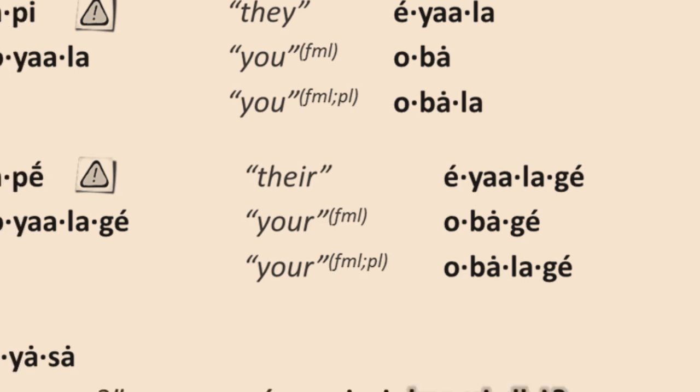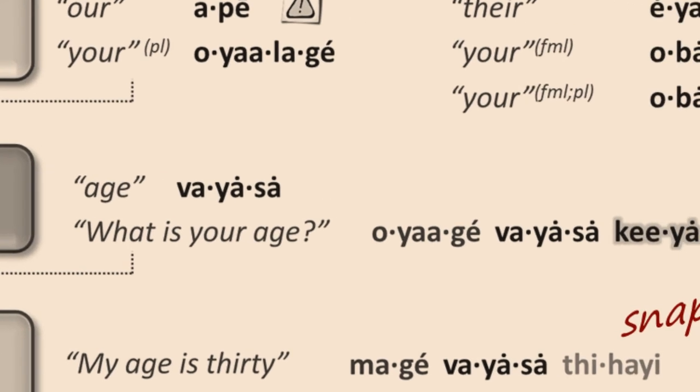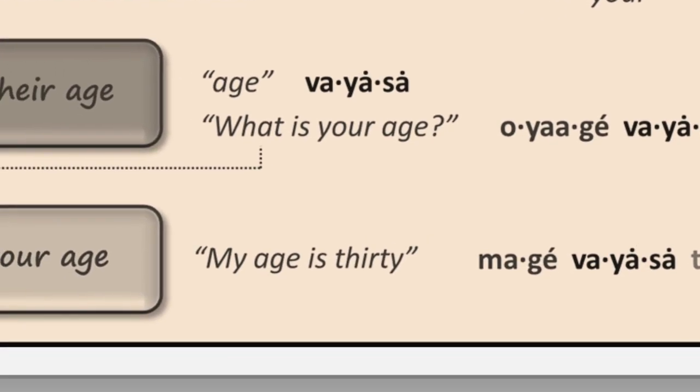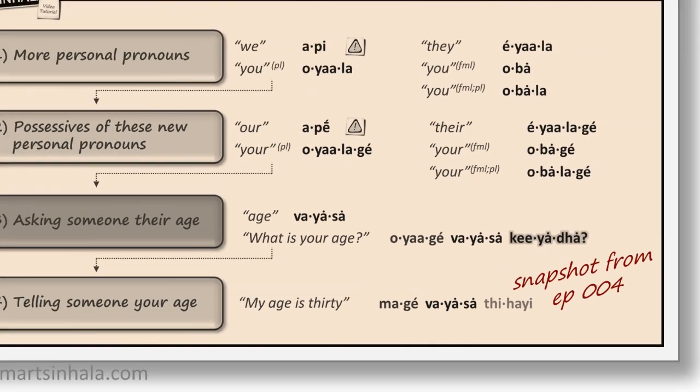obalage. In section 3, we saw the word for age, which was vayasa, and we used this to ask, what is your age? Which was oyage vayasa kiyada. And in the last section, we learned how to say my age is 30, which was mage vayasa tihai.